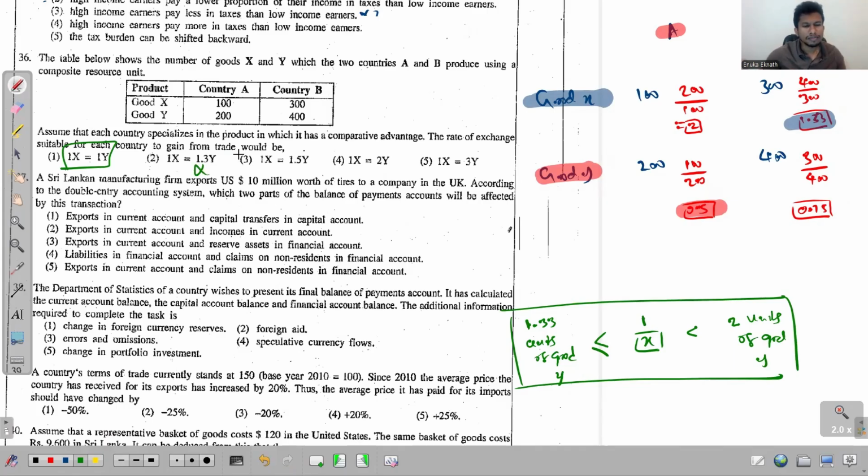Then the third one, for 1 unit of good X, 1.5 units of good Y. That is beneficial. The reason is that the value 1.5 falls between these two values. It falls between 1.33 and 2. So the answer has to be the third one there.